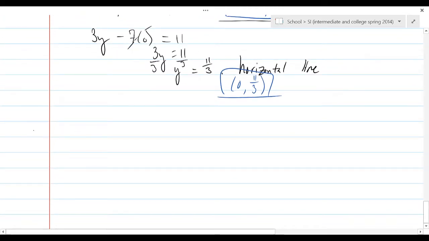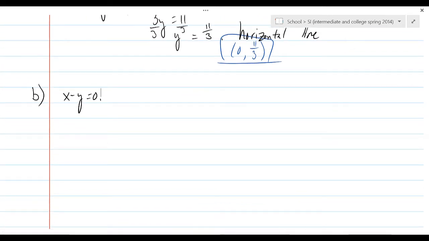Let's go ahead and do B. We've got x minus y equals 0. Solving for the x-intercept, I'm going to set y equal to 0. So I've got x minus 0 equals 0, or x equals 0. If I were to add 0 to both sides, then 0 plus 0 is still 0. So I've got x equals 0. But again, that's a line, so let's go ahead and give the point of the y value, because we've got the x value is 0, and the y value every time is 0.